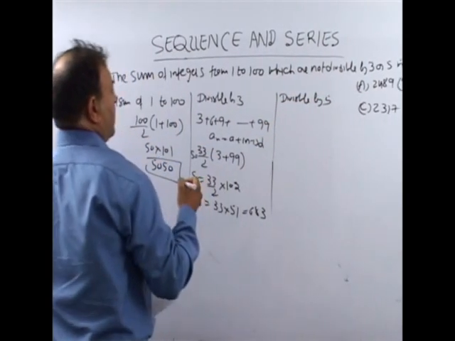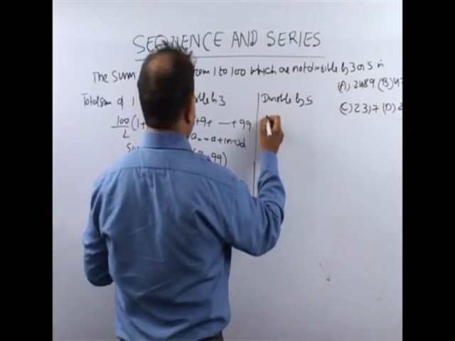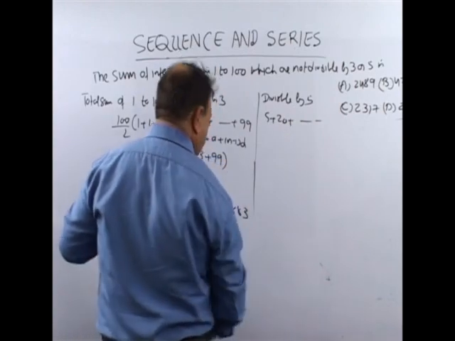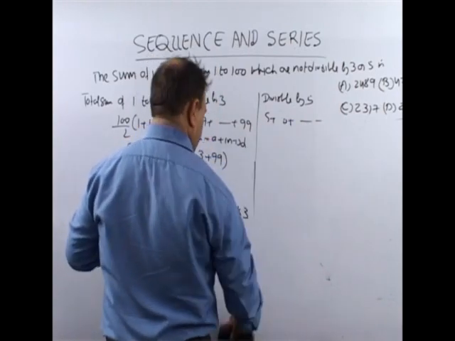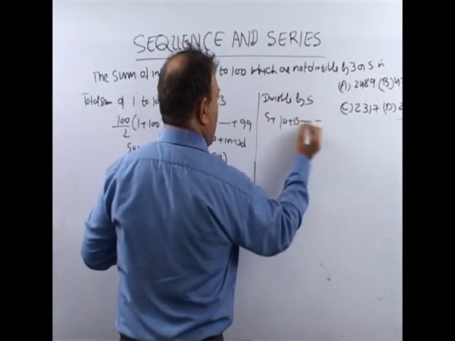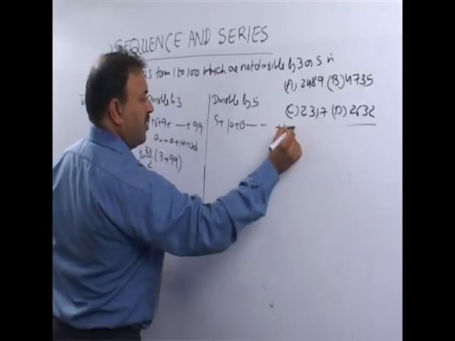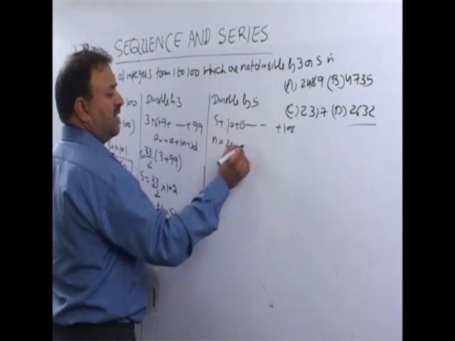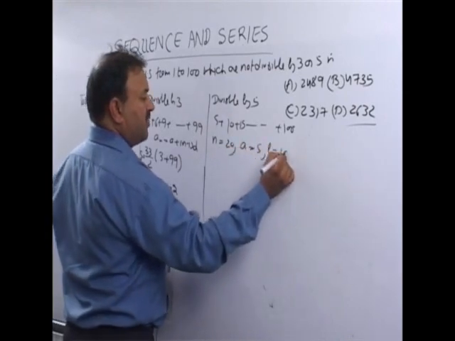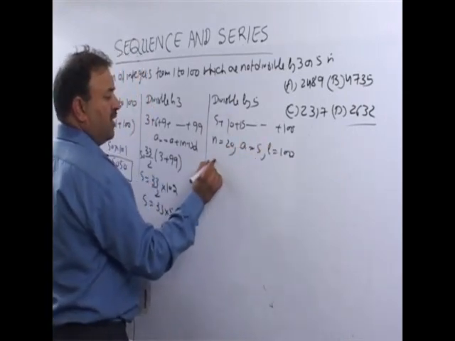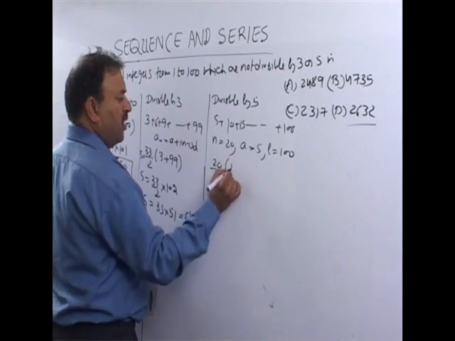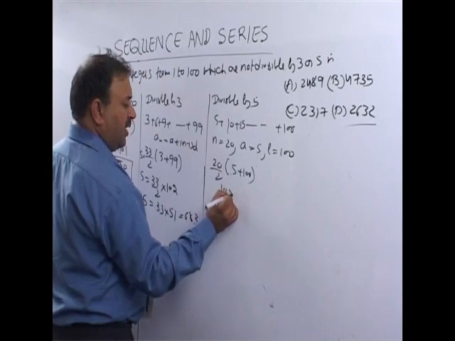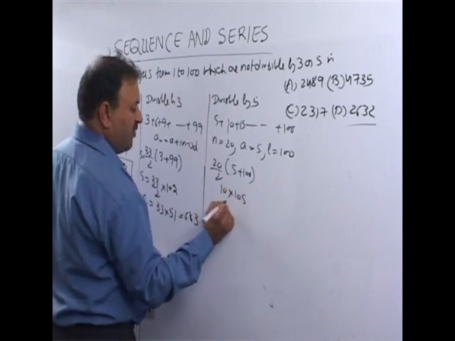Now divisible by 5. It comes out to be 5 plus 10 plus 15 up to 100. So clearly the number of terms n is 20. We know that a is 5 and the last term is 100. Sum is equal to what? It is 20 by 2 into (5 plus 100). Now it is 10 into 105, or 1050.